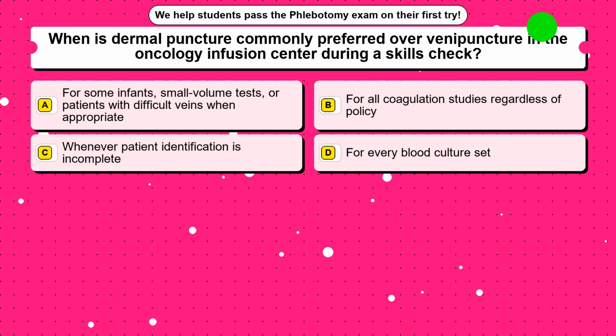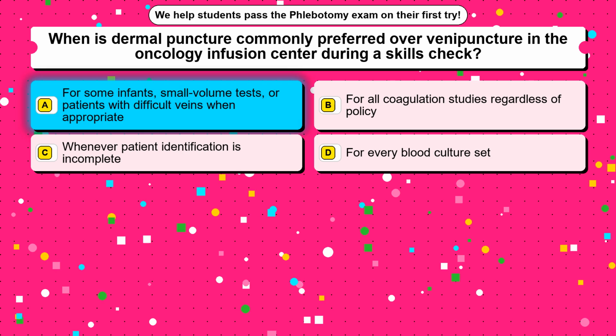Question 89. When is dermal puncture commonly preferred over venipuncture in the Oncology Infusion Center during a skills check? Option A. For some infants, small volume tests, or patients with difficult veins when appropriate. Option B. For all coagulation studies regardless of policy. Option C. Whenever patient identification is incomplete. Option D. For every blood culture set.